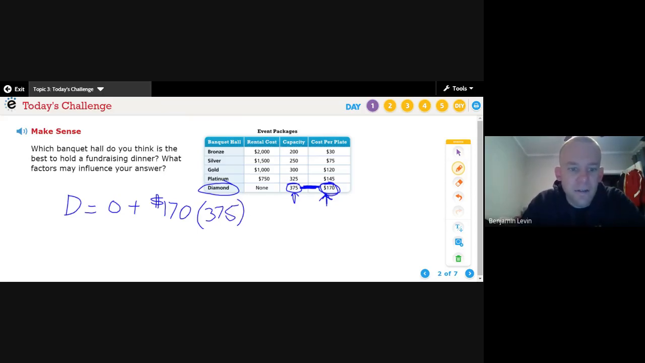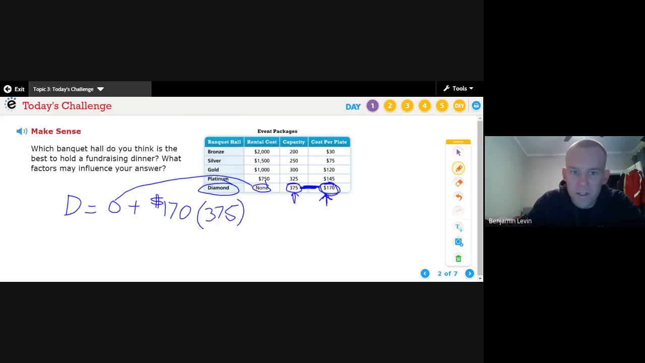That right there is a function of how much money it's going to cost us to rent the Diamond Banquet Hall. Obviously there's no rental cost, so that was the zero, and then this 375 times 170 ends up being our total cost.